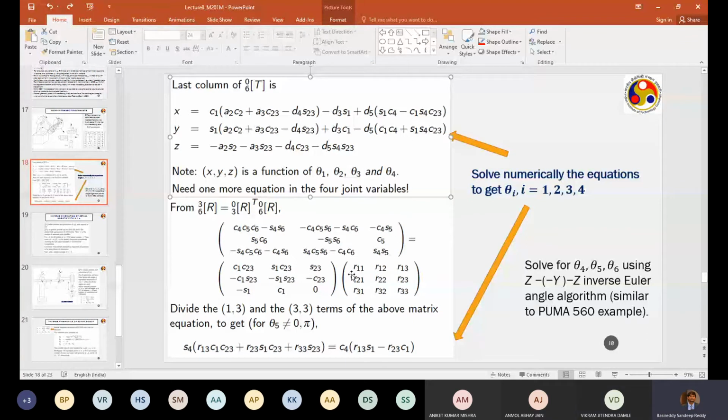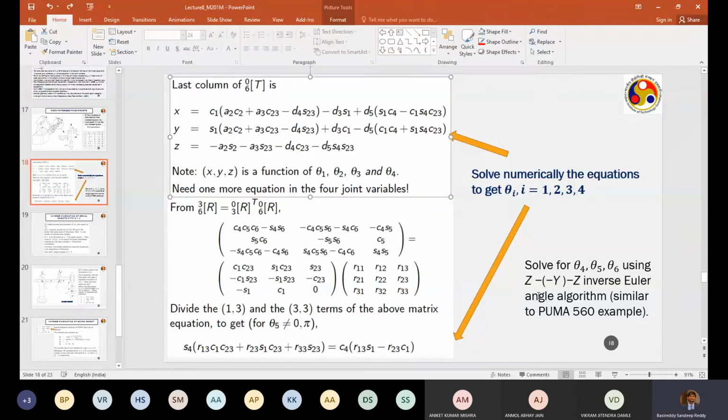The same you have to do on the right hand side. After multiplying this, you'll get this kind of an expression, right? And now both of these equations, these 4 equations, you have to solve numerically to get theta 1, theta 2, theta 3 and theta 4. You can solve them numerically if you want.